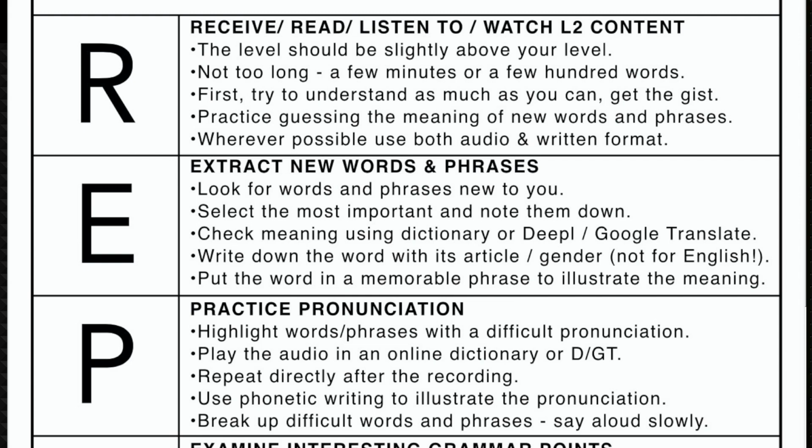Break up difficult words and phrases and say aloud slowly. This is absolutely essential. A lot of people are daunted when they see a very long word, especially in German. All you need to do is just break it up and say it slowly. I do this all the time in the teaching. And when it's broken up into small pieces, it's easier to practice each one. So you say each part of the word. You might start in the middle, and then the bit before that, and then the bit after that, and gradually build it up. That's the best way to practice difficult words.